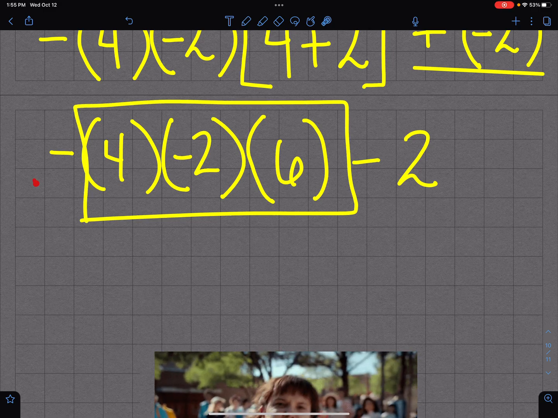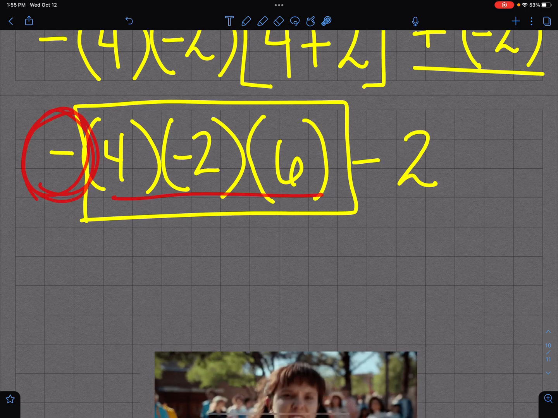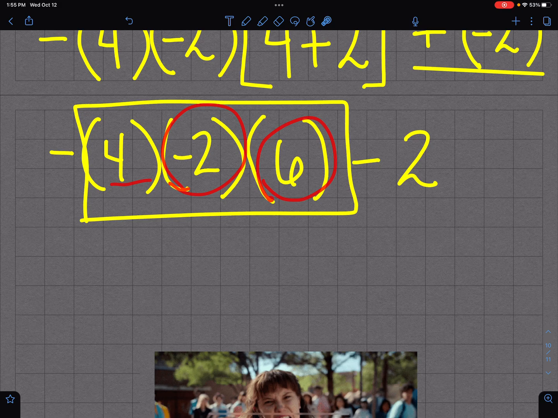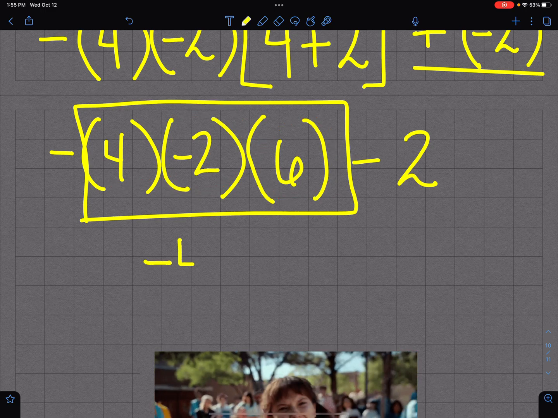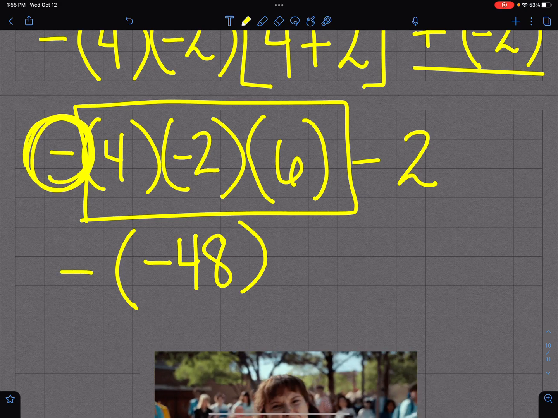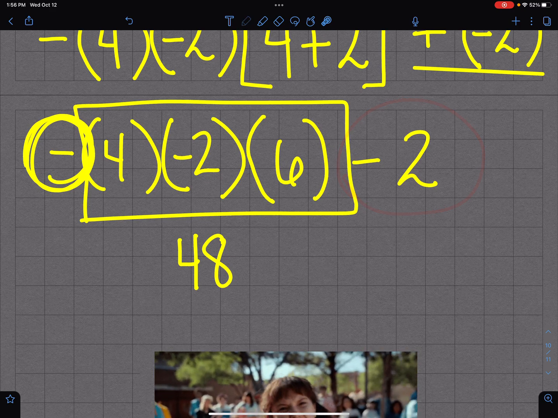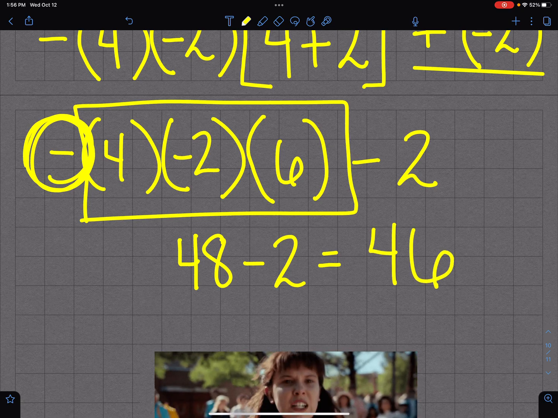I'm ignoring this one for now. I just know that this means the opposite of whatever answer I get here. So 4 times negative 2 is negative 8 times 6. 8 times 6 is 48. Since there's one negative, it's going to be a negative 48. But don't forget about this sign here now. That is the opposite of negative 48, which is going to be just positive 48. And then I have to subtract this at the end. So my answer is 46.